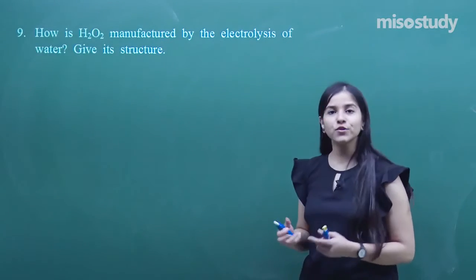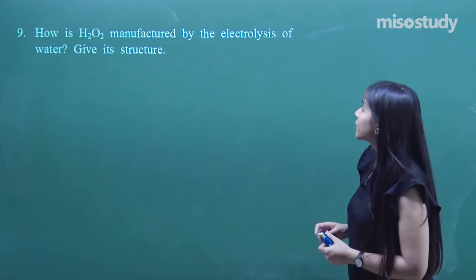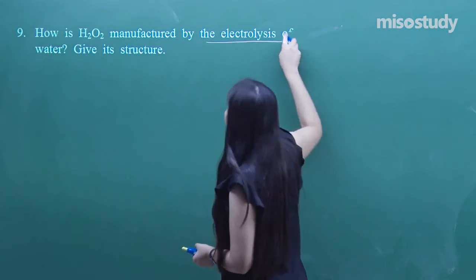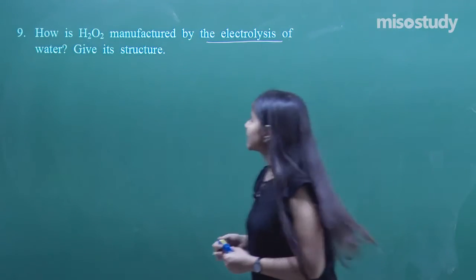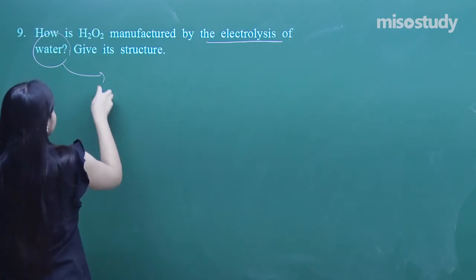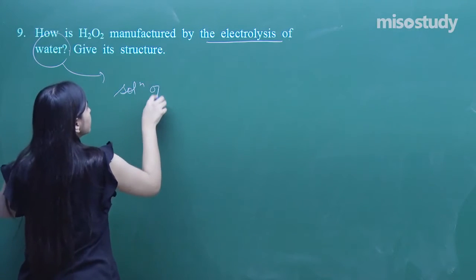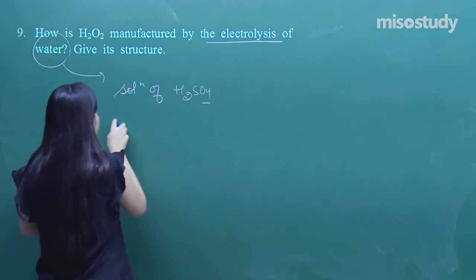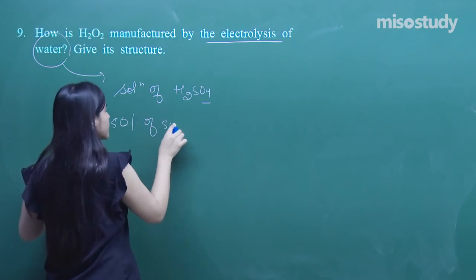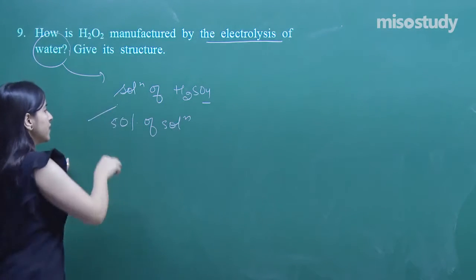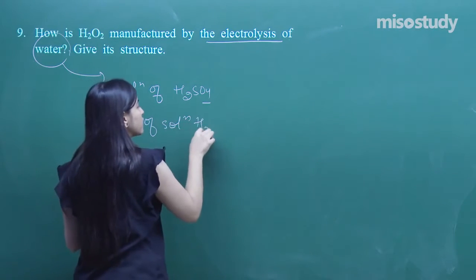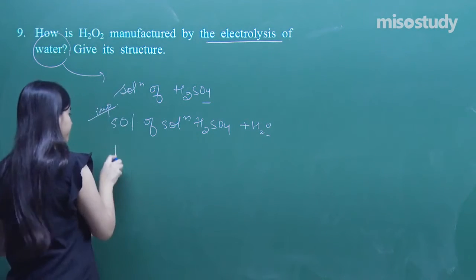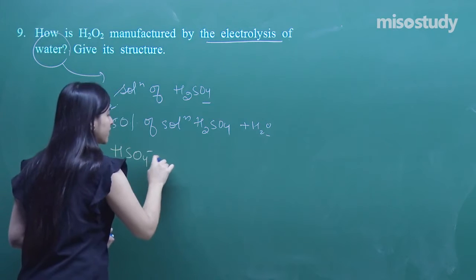Next, what does the question say? How is H2O2 manufactured by the electrolysis of water? Give its structure. So basically, the one electrolysis method for H2O2 we have discussed is not just water, but the solution of acidified sulfate, that is H2SO4. So basically a 50% solution of H2SO4, write this down, this is very important. So here is the electrolysis method for it.